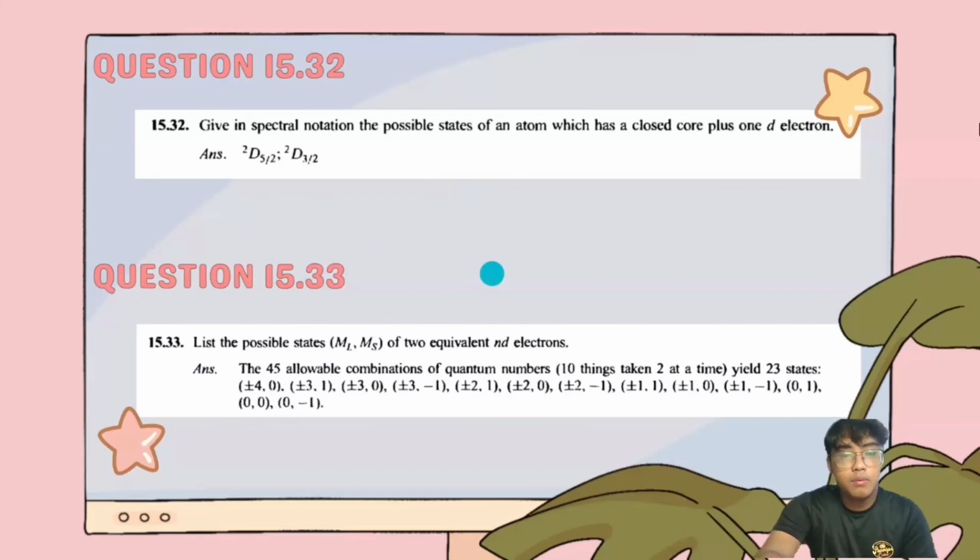Question 50.33. List the possible states Ml, Ms of two equivalent Nd electrons. It means it wants the possible states Ml, Ms of two equivalent Nd. The 45 allowable combinations of quantum numbers, 10 things taken two at a time, yields 45 states. So this is the answer.